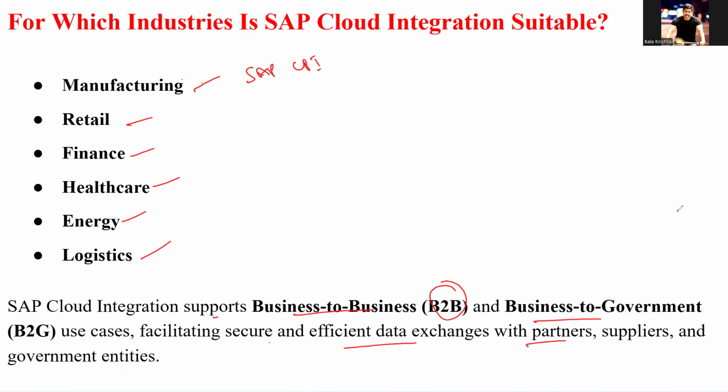I hope all of you are clear on my point. If you have any doubt, please let me know. I have explained clearly in which industries SAP CPI is used: manufacturing, retail, finance, healthcare, and business. Now, what is the importance of SAP Cloud Integration? We use it for business to business use cases, and also business to government applications.